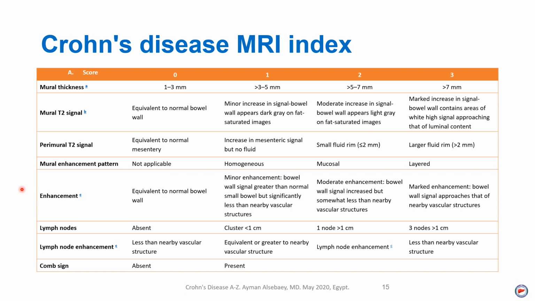Number two, it can be endoscopic, like the simple endoscopic score. It may also be like the Rutgeerts score, and it may be a radiological score like the Crohn's disease MRI index. There are other scores, I didn't put them. These other scores are based on the video capsule and so on, but no need.